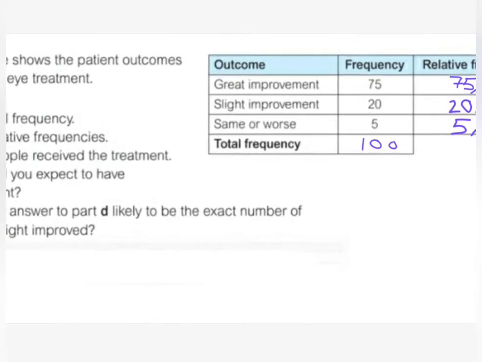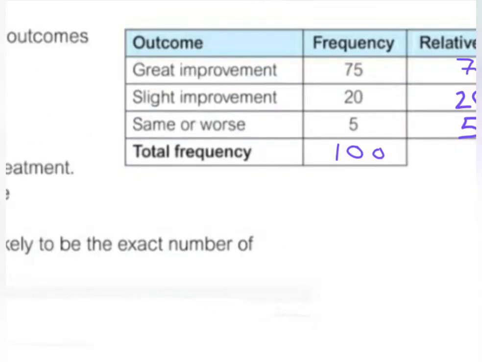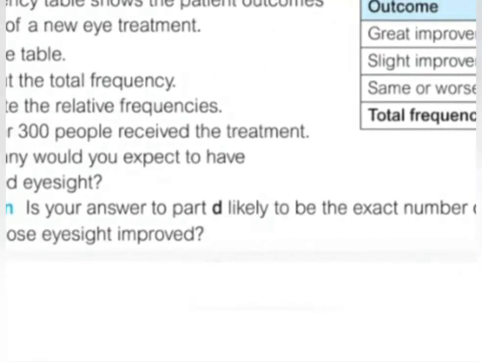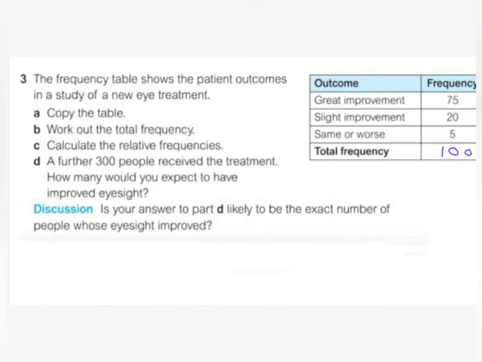Now, let's talk about this. Here we have great improvement, and here we have slight improvement. Now, which one is he asking about? In the question, he said, how many would you expect to have improved eyesight? And because we have great improvement and slight improvement, we're going to work with both of them, right? We're going to add them together and then multiply the relative frequencies we get by 300, which is the number of people.